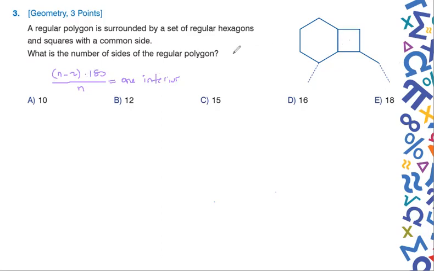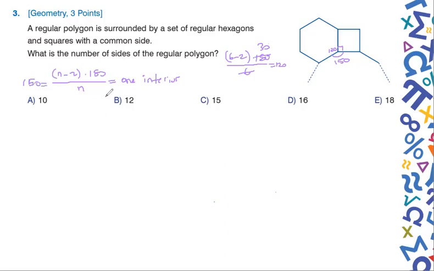So if this is 6 sides, then 6 minus 2 times 180 divided by 6, right? That will give us 4 times 30, so that is 120. So one interior angle is 120. And this is a square, which is 90. If you add those, that's 210. If you subtract from 360, you will get this interior angle to be 150. So then we know that this is equal to 150.